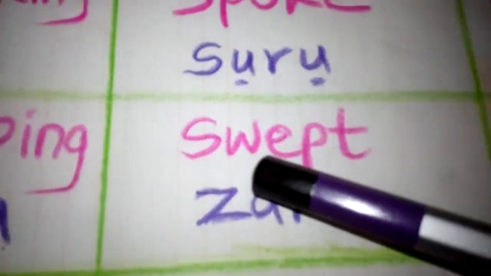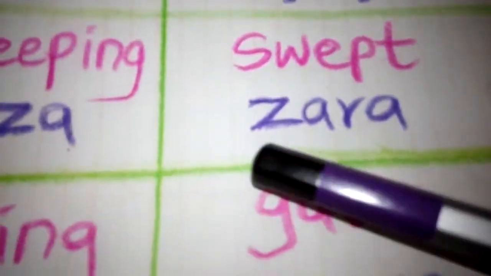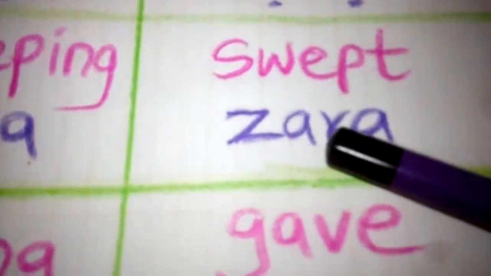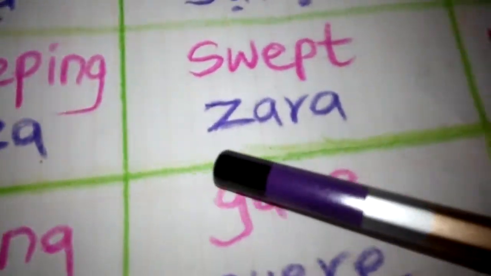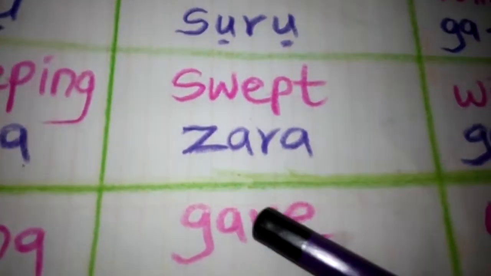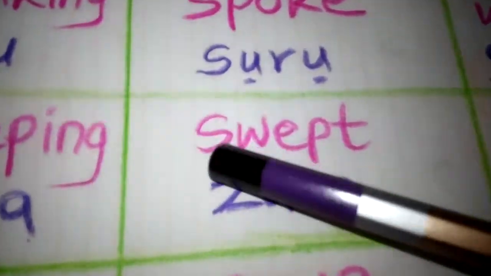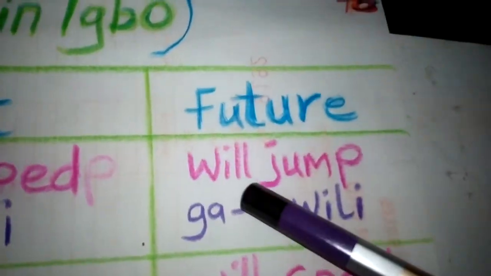Past tense: David swept. He swept yesterday. David zara yesterday. Ozara nyaho. He swept yesterday. Okay, so future.